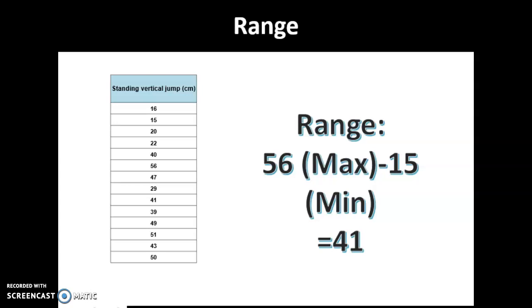Range is the difference between the minimum and the maximum. For standing vertical jump, the maximum score was 56 and the minimum was 15. Therefore, the range is 41, as you would subtract 15 from 56.